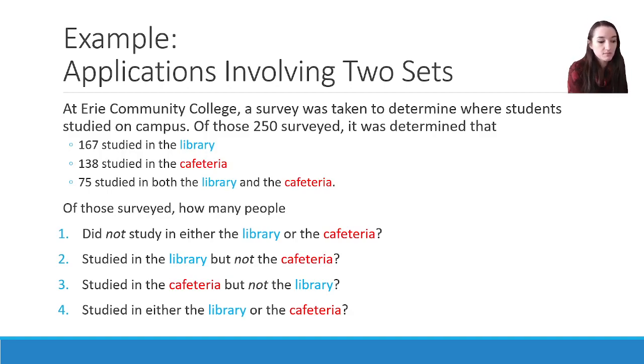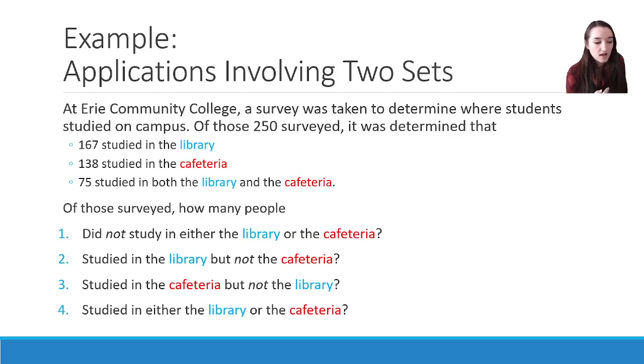So at Erie Community College, a survey was taken to determine where students studied on campus. Of those 250 surveyed, it was determined that 167 studied in the library, 138 studied in the cafeteria, and 75 studied in both the library and the cafeteria. Now, knowing all of this, we can answer several different questions about this.